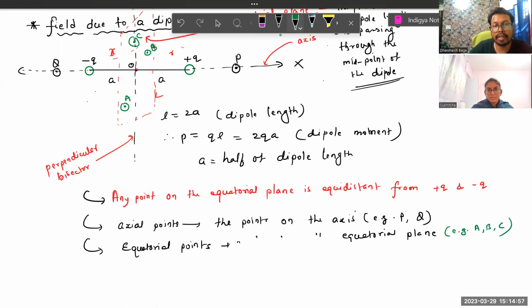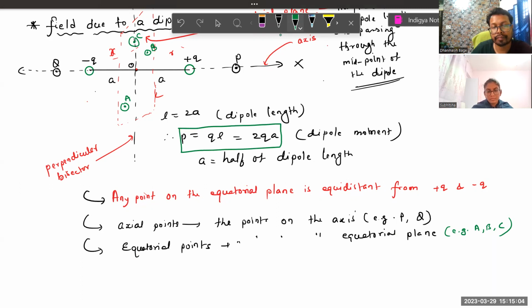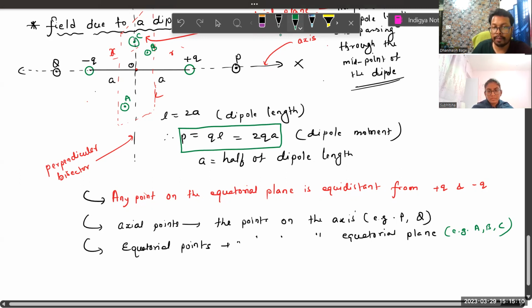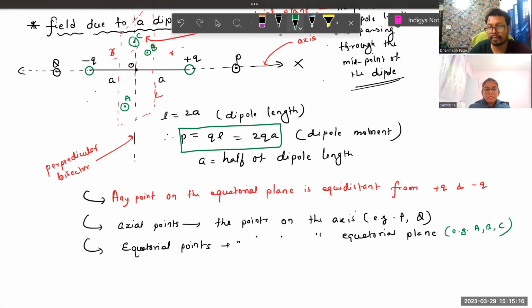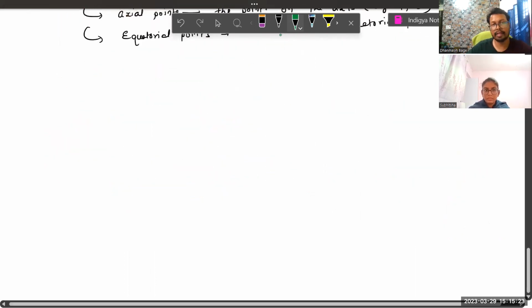We are expressing dipole moment in terms of A, and what do we mean by axial points, equatorial points? Any point on the equatorial plane is equidistant from plus q and minus q. Is that understood? Okay, now we will calculate the electric field. Just keep these points in mind.